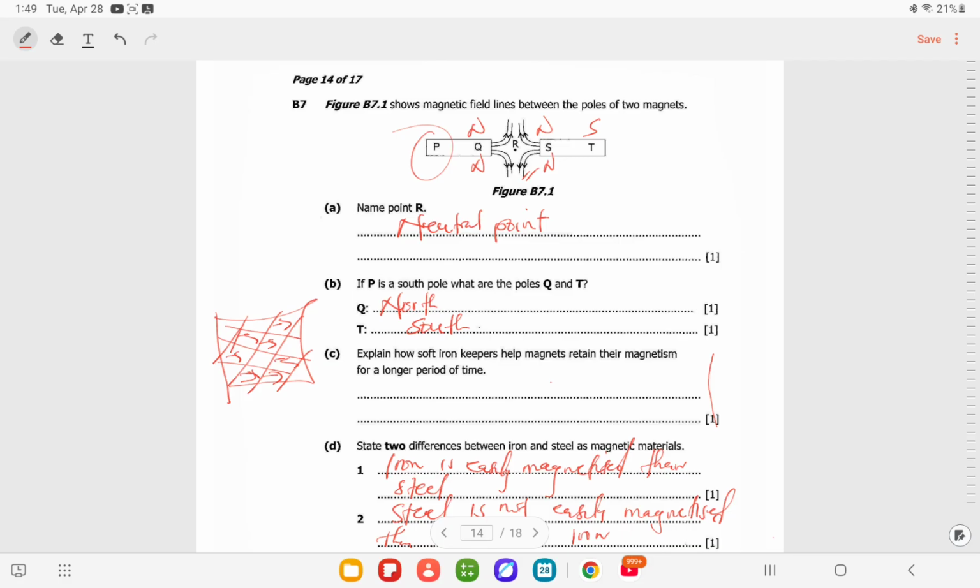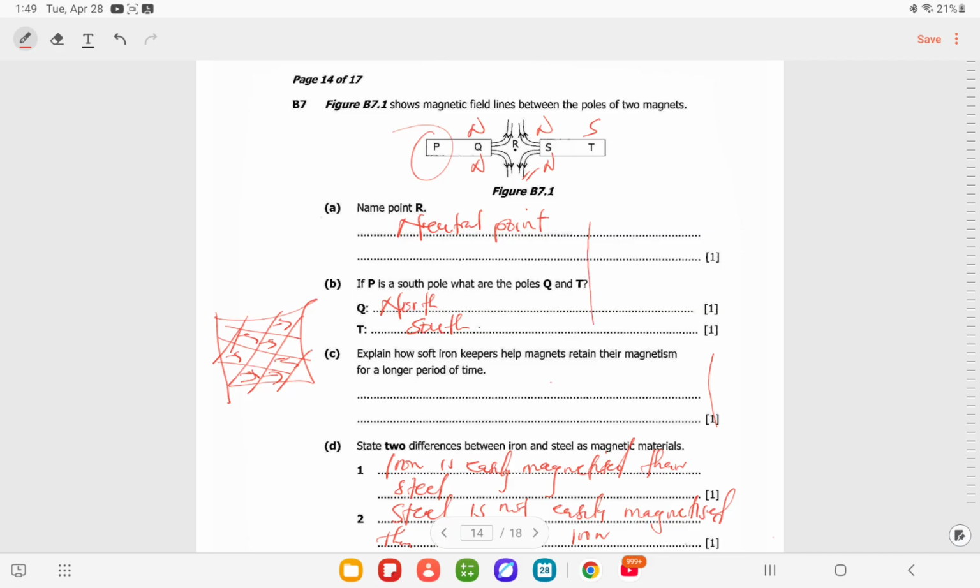Then iron is also used to make transformers and speakers compared to steel. Then steel is also used to make permanent magnets and other equipment that needs a lot of strength from the magnets.